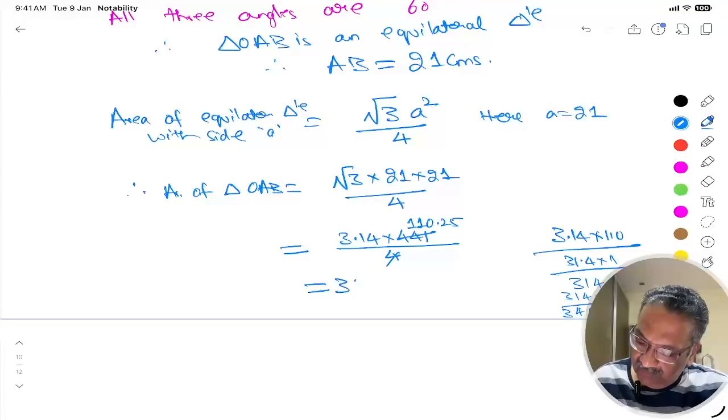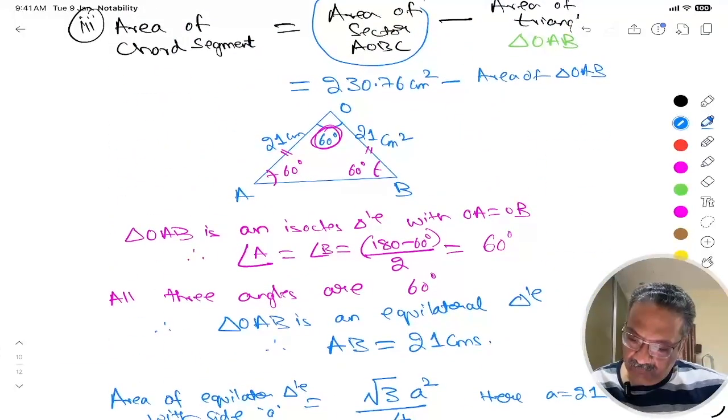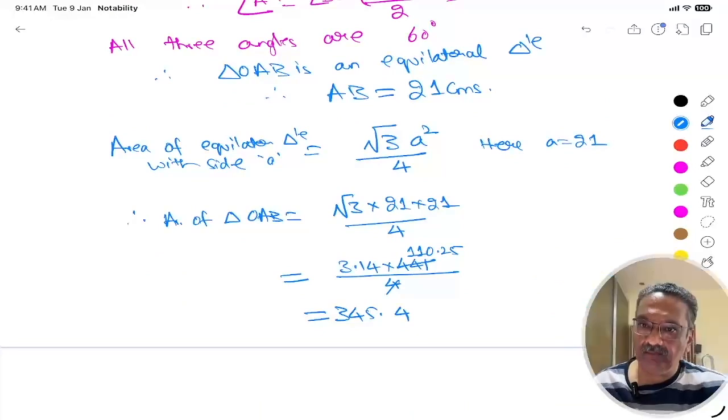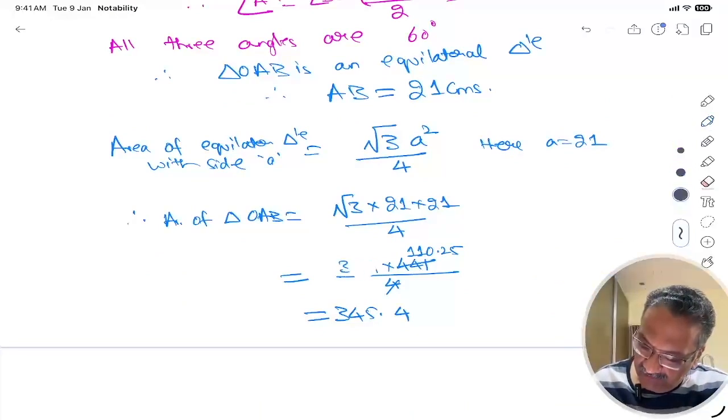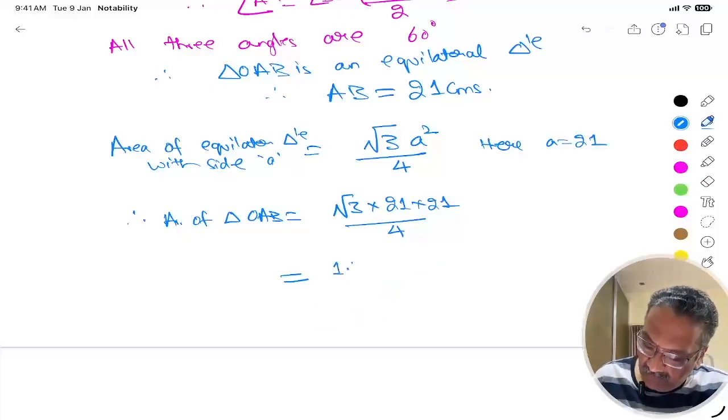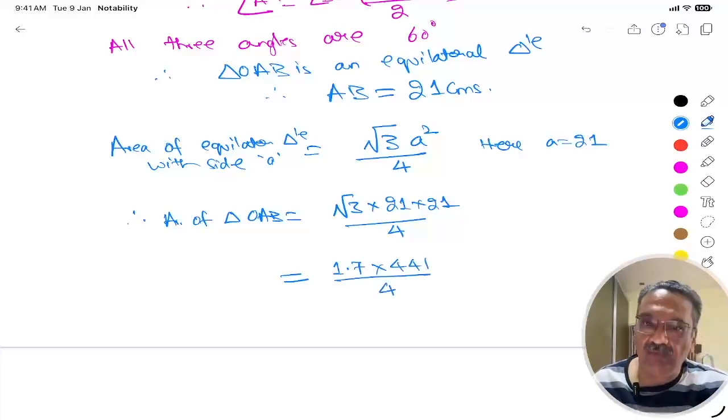No, this will be 345.4. No, somewhere I have made a mistake. Let me just go through. No, okay, the mistake is here. See, root 3 is not 3.14. Root 3 is 1.7, into 441 by 4.